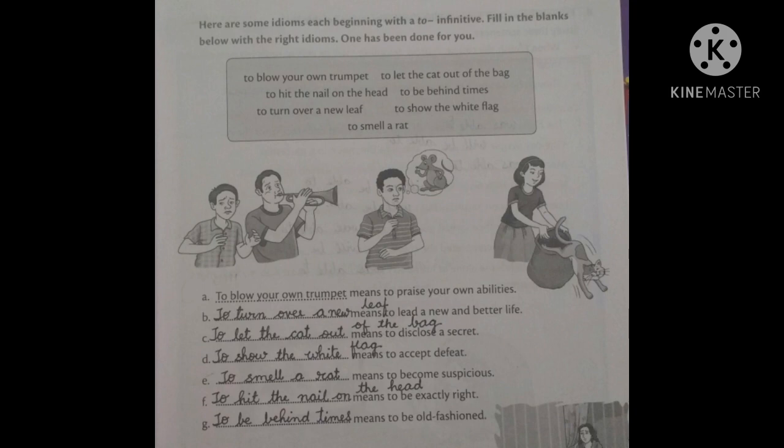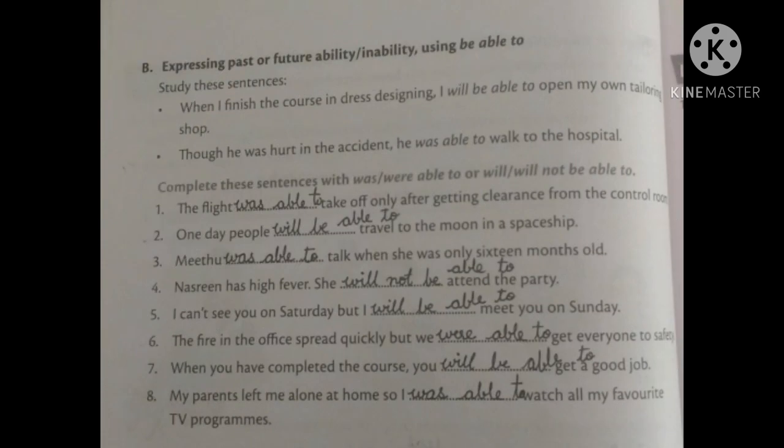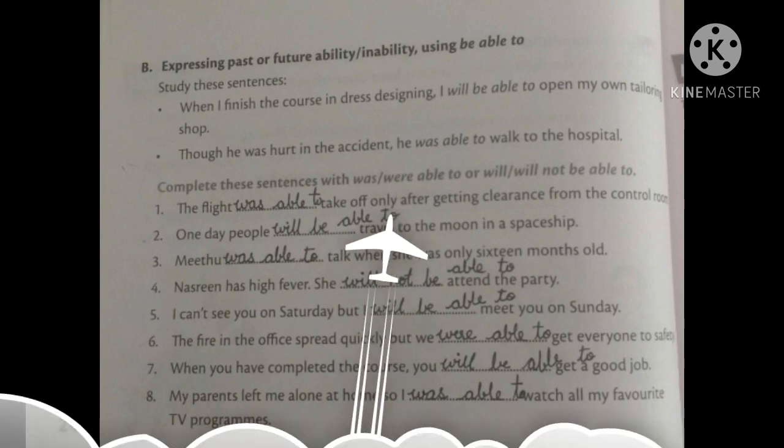These we are to use as a subject of the sentence when we are telling about someone how their behavior is. The next bit is was able to, were able to, or will be able to. When we are explaining our ability, whether it may be in the past or in the future, we have to use able to. With past tense you have to use was, with future tense you have to use will be.